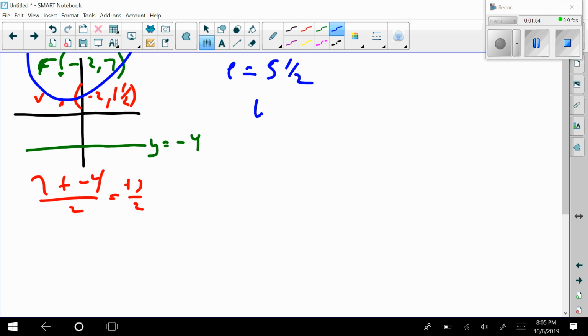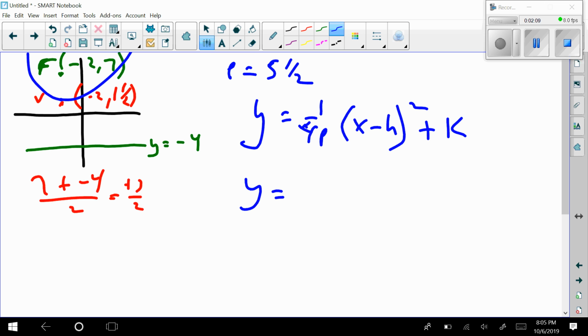1.5). So my equation, being 1 over 4p, this is just the vertex form of a parabola. Instead of using a, we're using 1 over 4p, but it's the same thing. So y equals 1 over 4 times 5.5, and 1 over 4 times 5.5 is 1/22. So I'm going to have x minus a negative 2, which is x plus 2, squared, plus 1.5. And we're done.